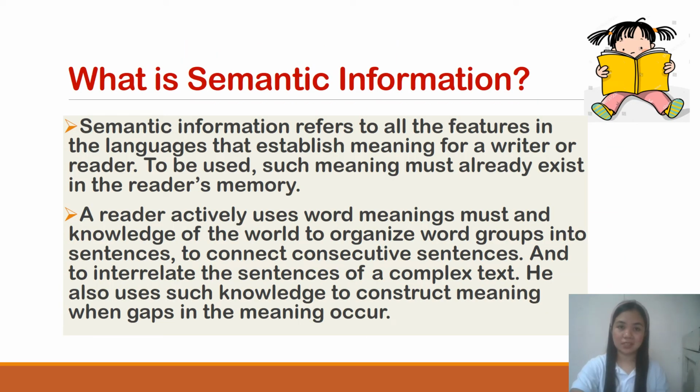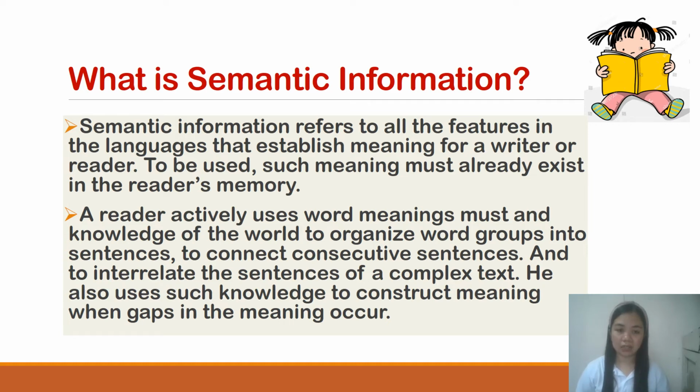So next is semantic information. What is semantic information? Semantic information refers to all the features in the language that establish meaning for a writer or reader. To be used, such meaning must already exist in the reader's memory. In other words, it is knowledge of the meaning of words and phrases.